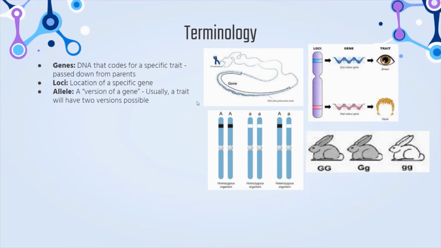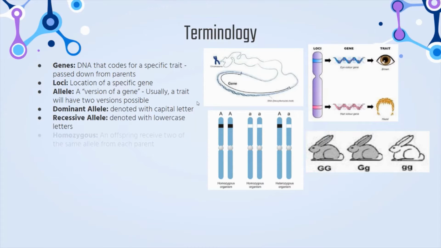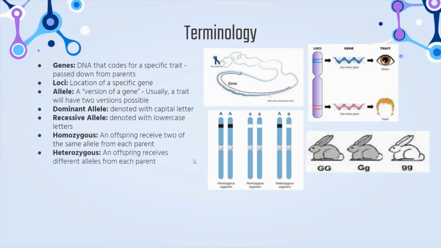An allele is basically a version of a gene, and usually a trait will have two versions possible. One version would be the dominant allele, and this is denoted with a capital letter. On the other hand, our recessive allele is denoted with a lowercase letter. When an offspring is homozygous, it means an offspring has received two of the same allele from each parent. So in this diagram, the first and second pictures are homozygous because they have the same letters. However, if they have different letters and receive different alleles from each parent, it is called heterozygous.